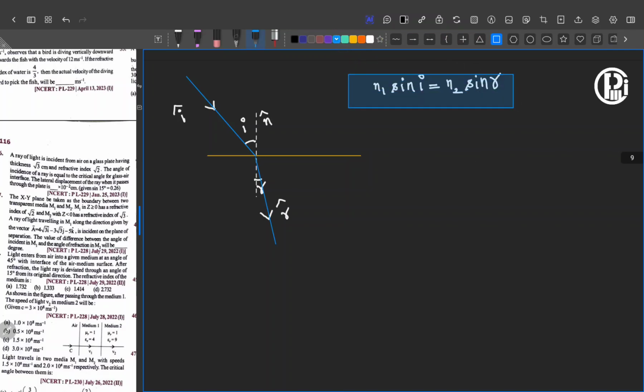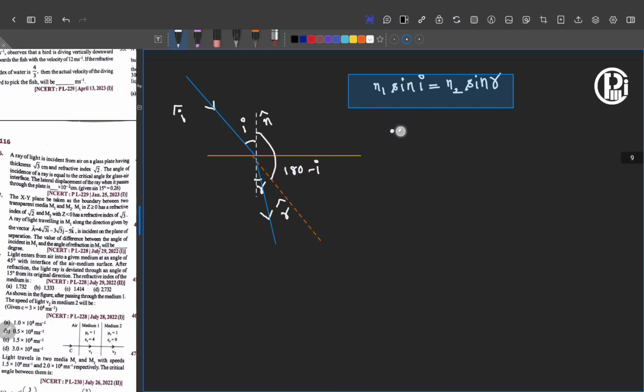n1 sin i is equal to n2 sin r. Now you know that vectors concept. I can write this sin i, where this is i cap and this is n cap. If I extend this i cap like this, what is the angle between this n cap and i cap? This total is 180, so this angle will be nothing but 180 minus i.